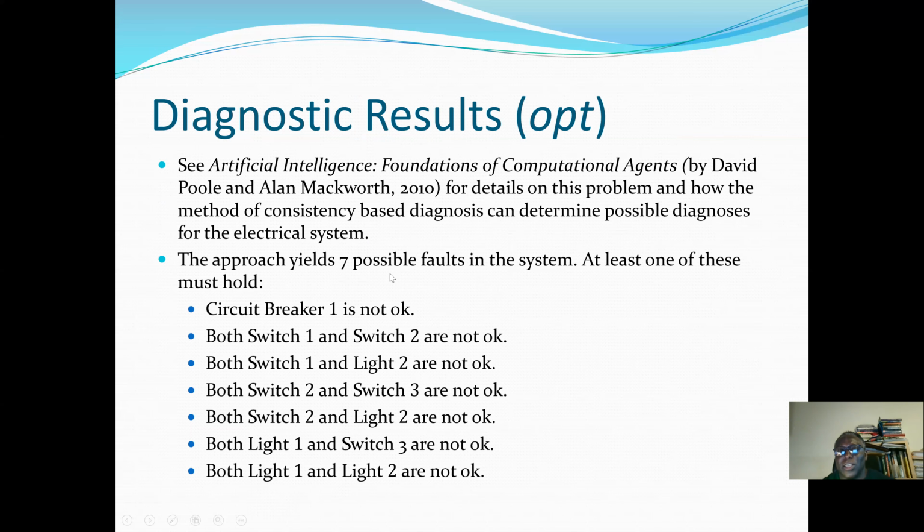Here we have seven possible faults, or I'll use the term rules here. At least one of these must hold to have a fault. So if circuit breaker 1 is not okay, then there will be no light. Both switch 1 and switch 2 are not okay. Switch 1 and light 2 are not okay. Or both switch 2 and switch 3 are not okay. Both switch 2 and light 2 are not okay. Both light 1 and switch 3 are not okay. And both light 1 and light 2 are not okay.